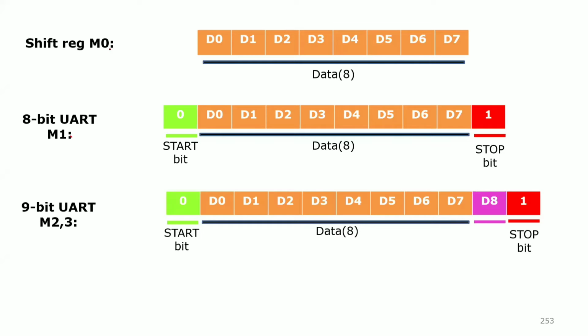During the shift register mode, I am transferring 8 bits of data. I am sure whenever you are using a serial port, obviously we send the data in the form of bytes. That means it consists of D0 to D7.